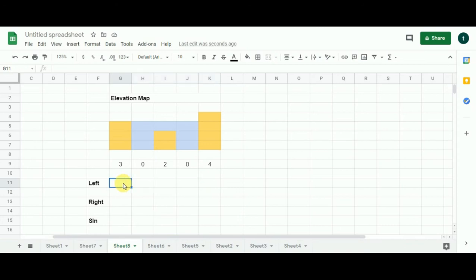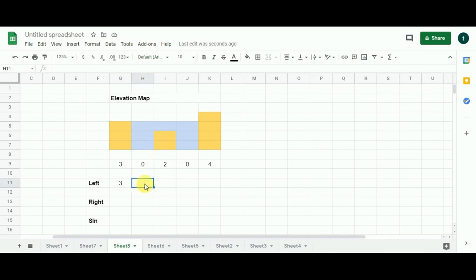So the value in the first cell will be 3, which I am going to populate from here. Why 3? Because relative to this position there is nothing on the left hand side. So the pillar with maximum height is on this particular position, and that is why I'm storing the height of the pillar on this position here in the first cell.